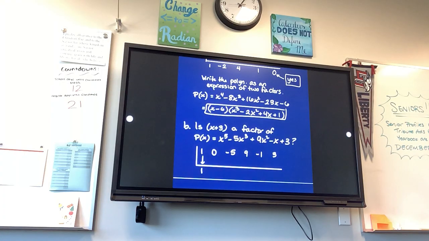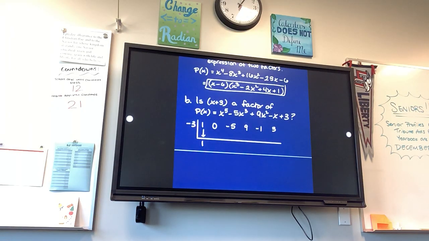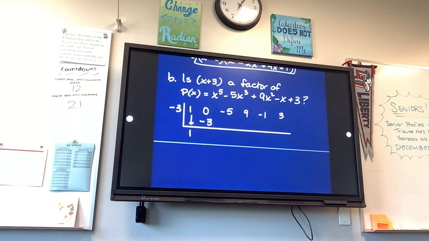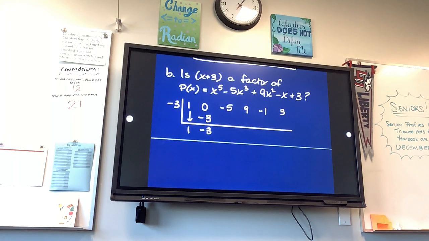Now I'm going to flip this question around to you. What do I care about x plus 3? It's a binomial. Because it's a binomial, what do I write on the outside? -3. Good. And let's begin and see what happens. Multiply. -3. Add. Good. Multiply. 9. Add. Good. Multiply. Add. Multiply. Add. Multiply.